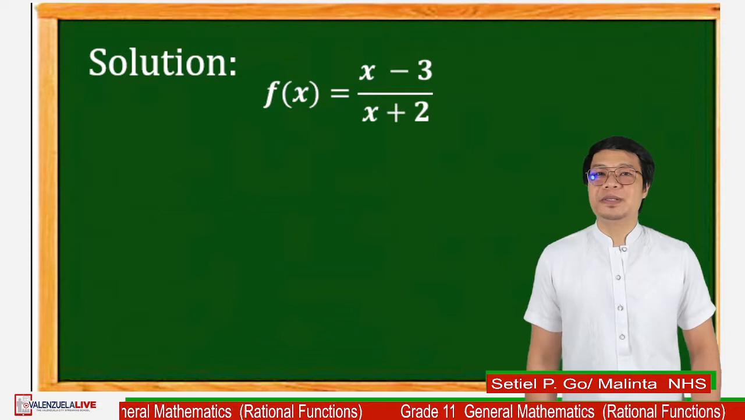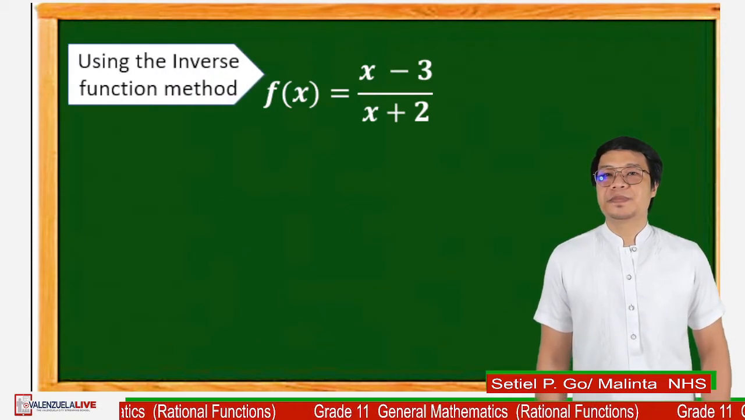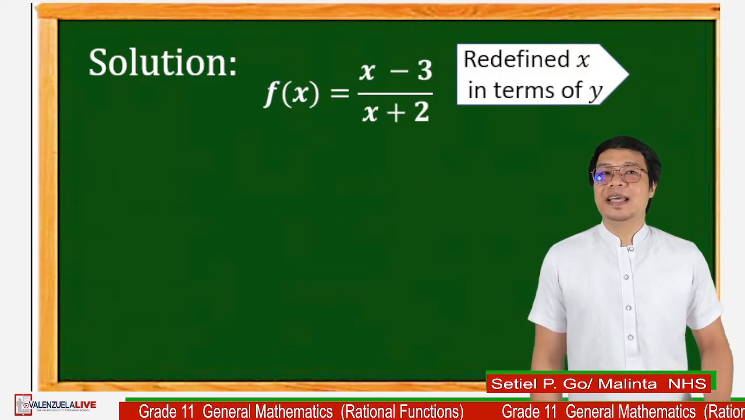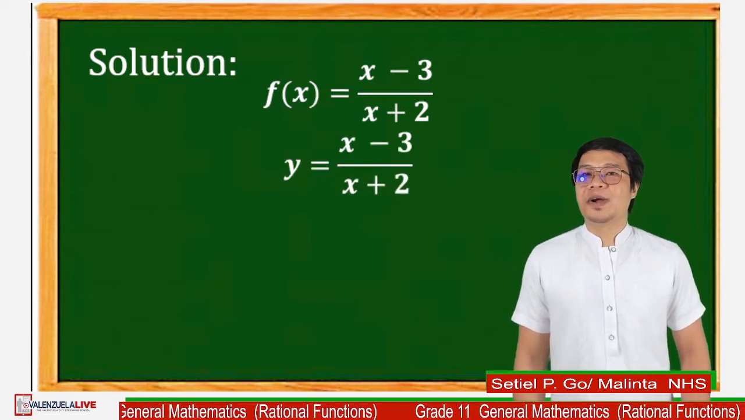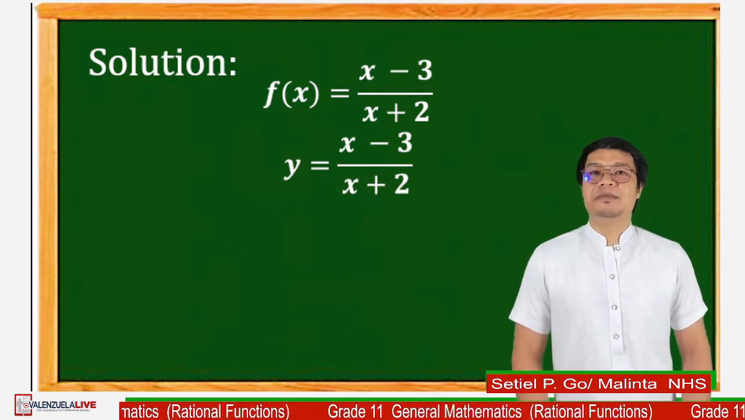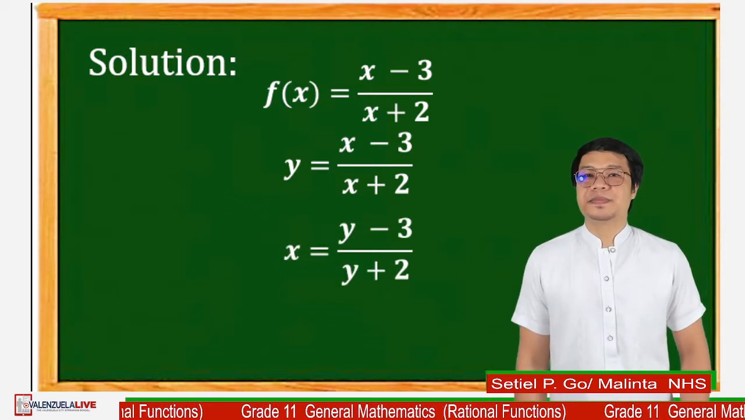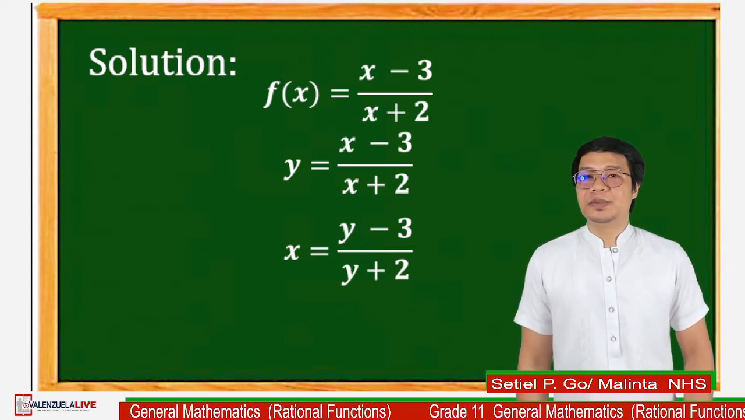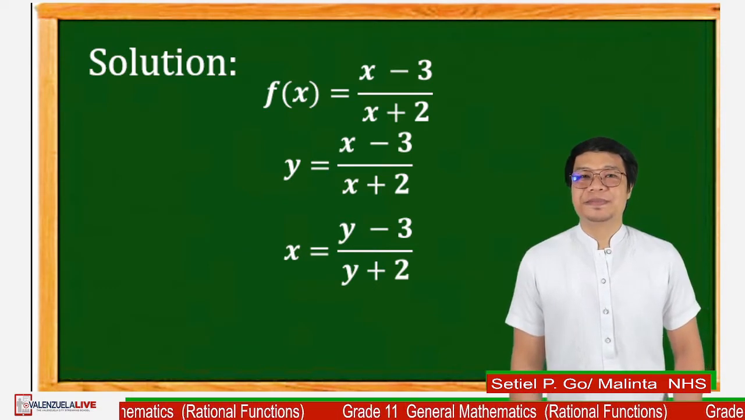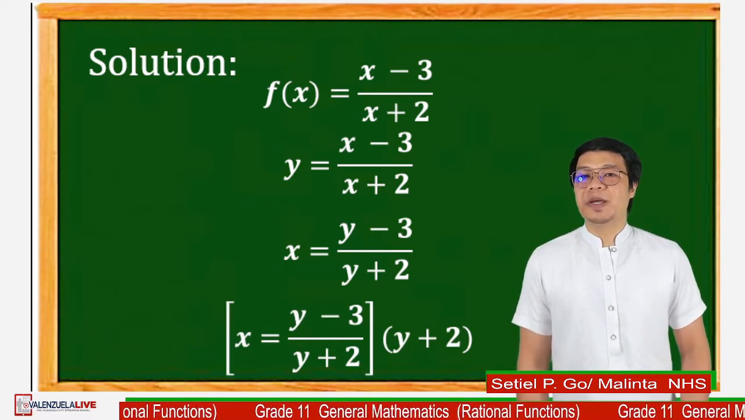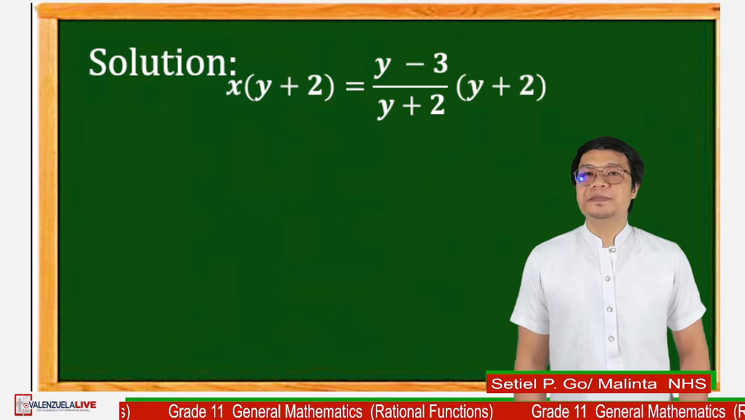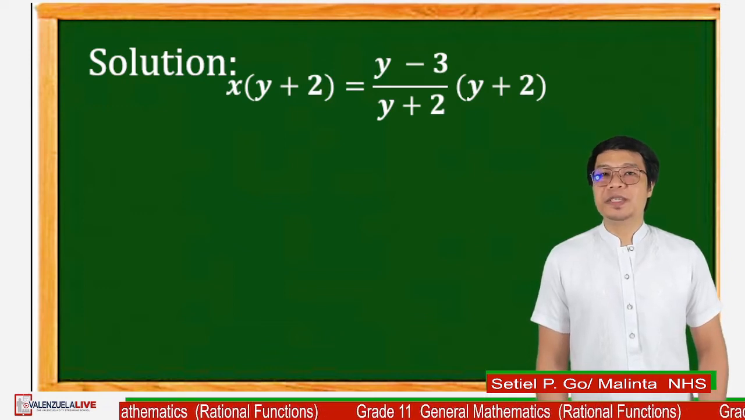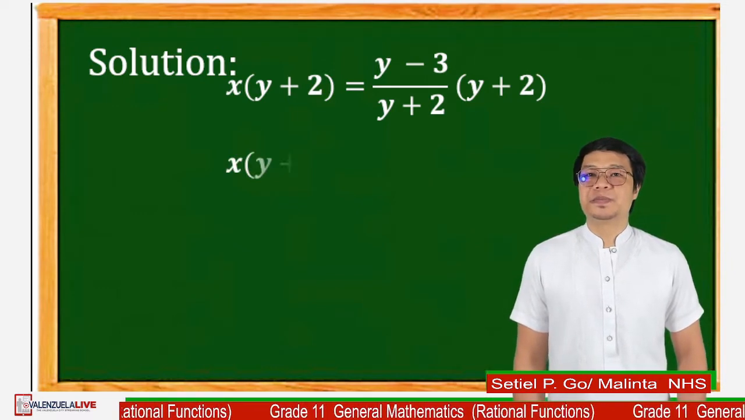So we have f of x is equal to (x minus 3) over (x plus 2). Now, using the inverse function method, you're going to redefine x in terms of y. So from f of x, it will become y is equal to (x minus 3) over (x plus 2). And then interchange the positions of x and y. So this will become x is equal to (y minus 3) over (y plus 2). Multiplying both sides by y plus 2, this will become x times the quantity (y plus 2) is equal to (y minus 3) over (y plus 2) multiplied by the quantity (y plus 2).